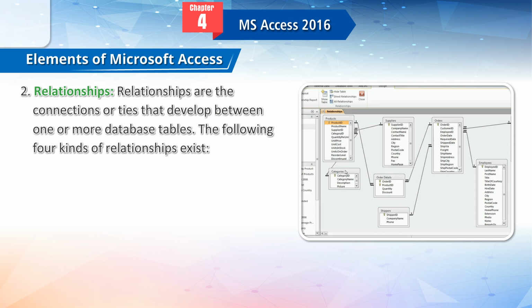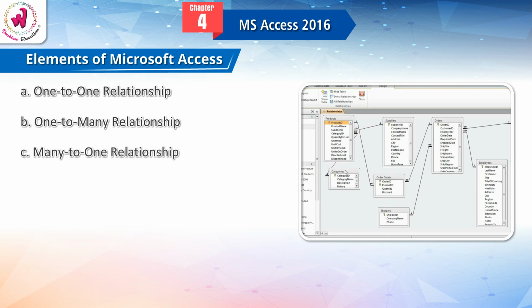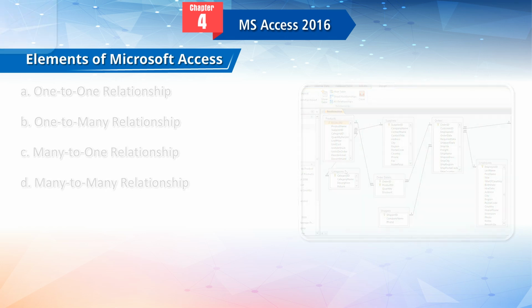2. Relationships. Relationships are the connections or ties that develop between one or more database tables. The following 4 kinds of relationships exist. A. One-to-one relationship. B. One-to-many relationship. C. Many-to-one relationship. D. Many-to-many relationship.